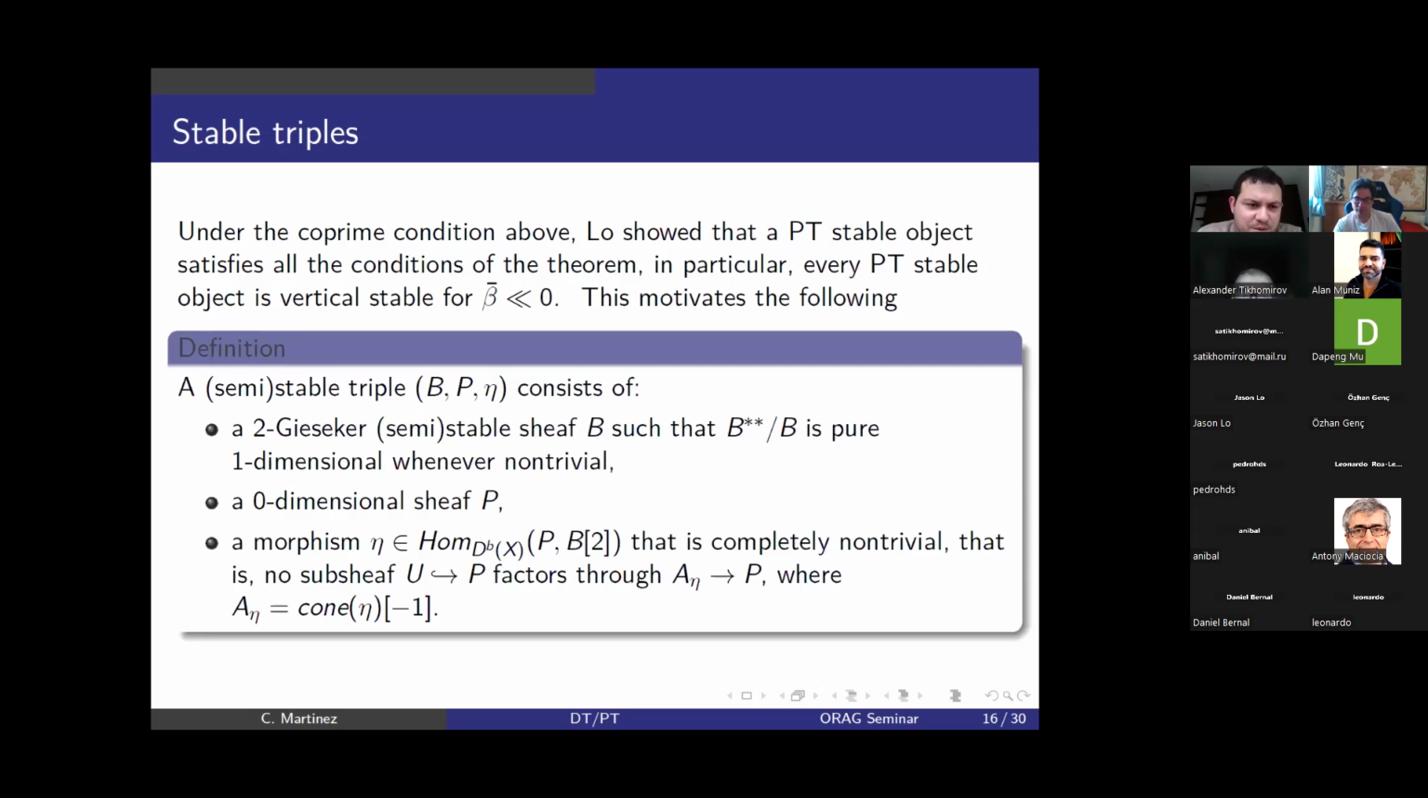And then this motivates us to introduce this definition. A semistable triple is a triple (F, E, eta), where F is going to be a Gieseker semistable sheaf, such that when I take the double dual of F and quotient by F, I get a pure one-dimensional sheaf whenever it's non-trivial, of course. It could be that it's reflexive.